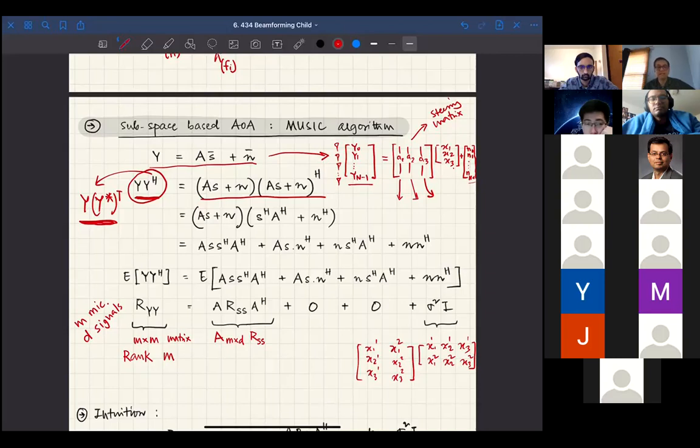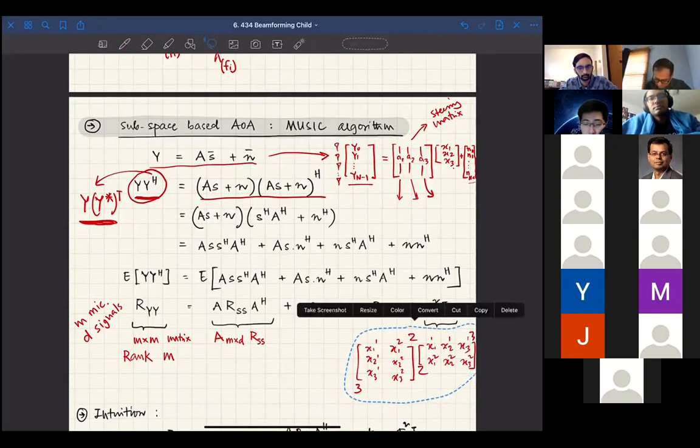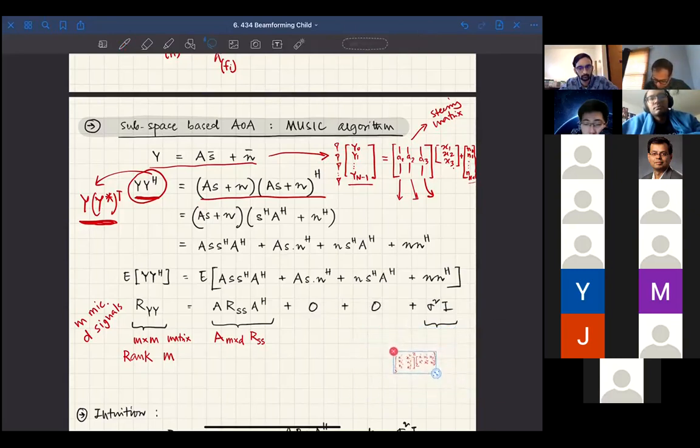So it's D by D, right? This is 3 cross 2. This is 2 cross 3. Therefore, it's D by D. 3 cross 3. Maybe I should put it up here. So this is D by D.